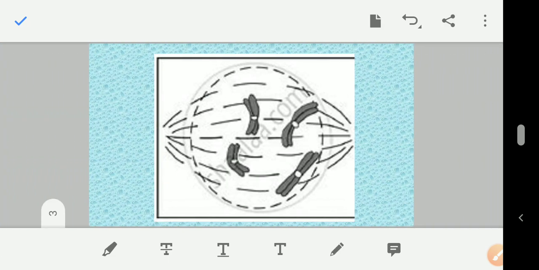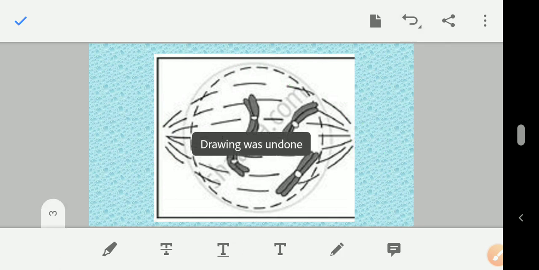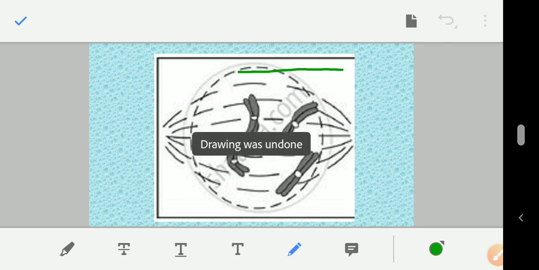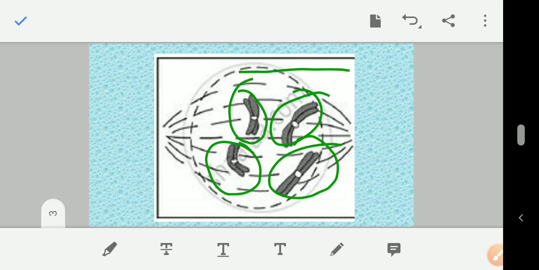This is the diagram. Now the first question for this diagram is: identify whether it is a plant cell or animal cell. It is an animal cell. The reason is there is absence of aster rays. This structure is the nuclear membrane. Okay, identify the stage. It is prophase because the nuclear membrane is in a disappearing stage and the chromosomes are in scattered form. How many chromosomes are there? 4 chromosomes are there.